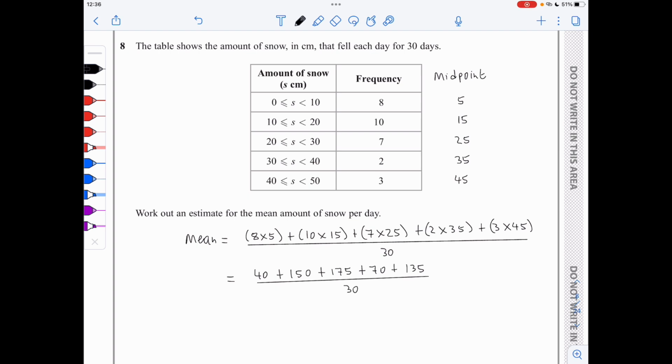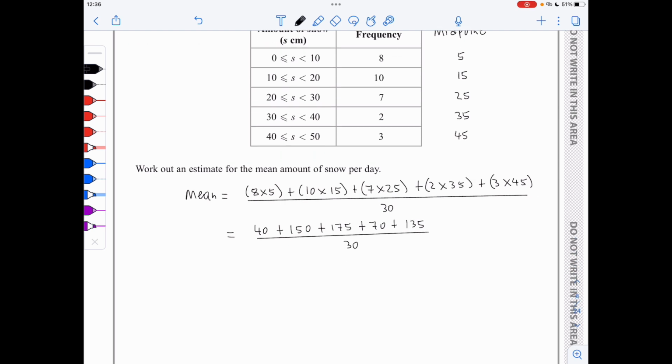We can now pair up the 40 with the 150, they give me 190. I can also pair up the 175 with the 135, they give me 310, and then the 190 with the 310, they give me 500. So the only number missing is the 70 here.